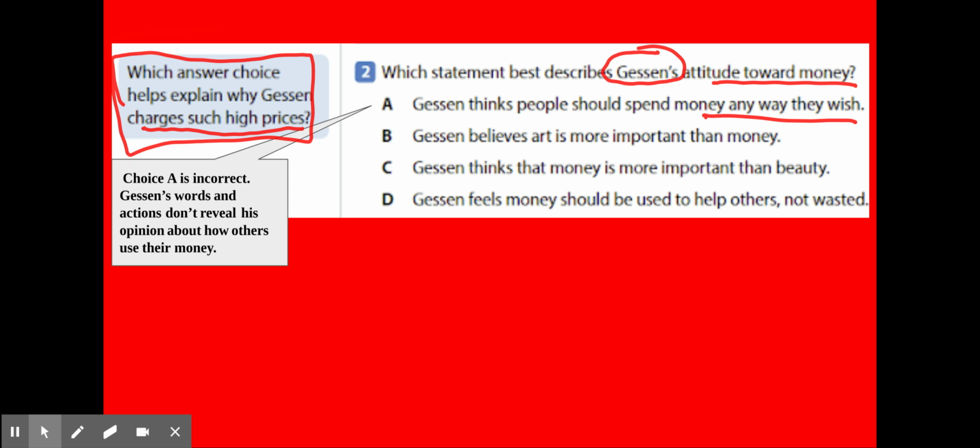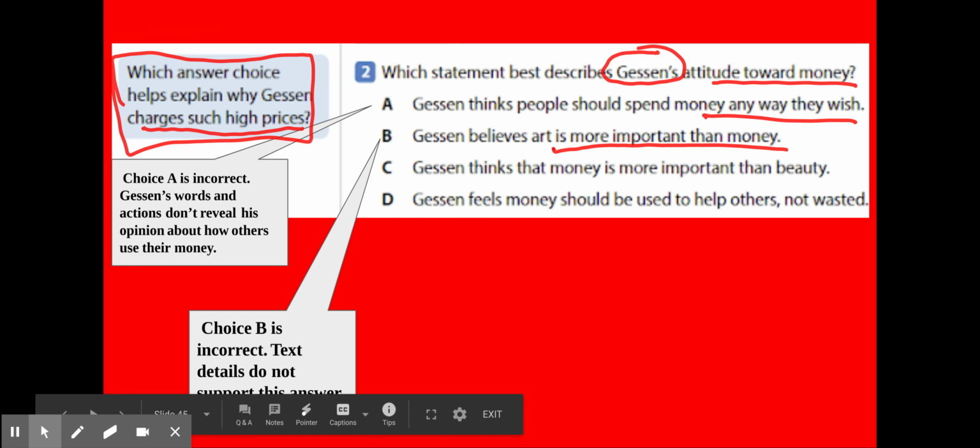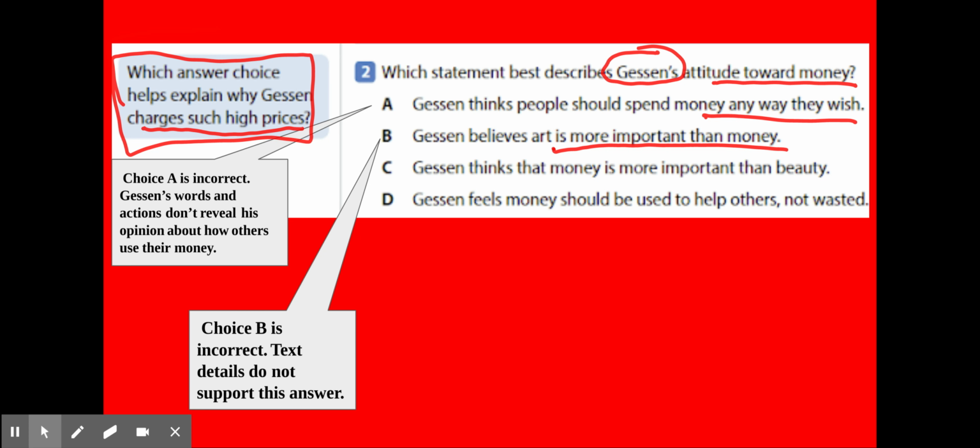So, what about B? That he believes art is more important than money. Well, not quite. Choice B is incorrect because the text details do not support this answer. There's nothing in the text that goes back to that he thinks art is more important than money. He's an artist and that's his job, but he doesn't actually think that art is more important than money. That's not in the text. So, C, Geeson thinks that money is more important than beauty. Well, I'm afraid that's also not good.